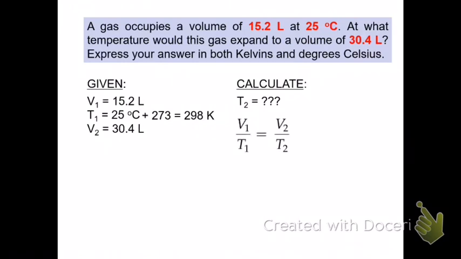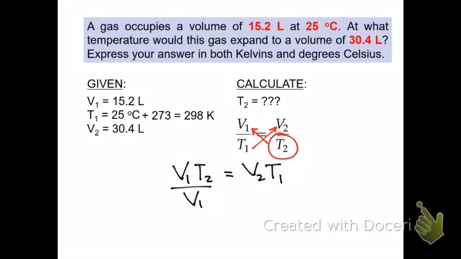And again, this is the equation that you're going to need. And we're trying to isolate T2 this time. Okay, so to isolate T2, you can cross multiply. Okay. So this gives us V1 times T2 equals V2 times T1. Okay, and we can try to isolate T2 by itself, because that's what we're trying to find, by dividing both sides by V1.